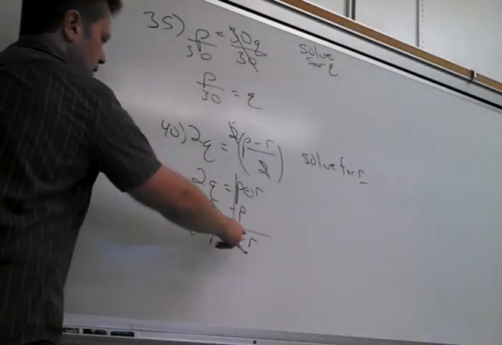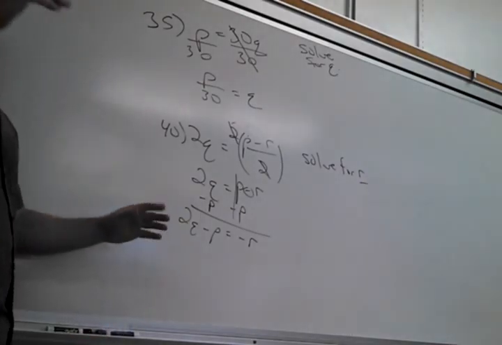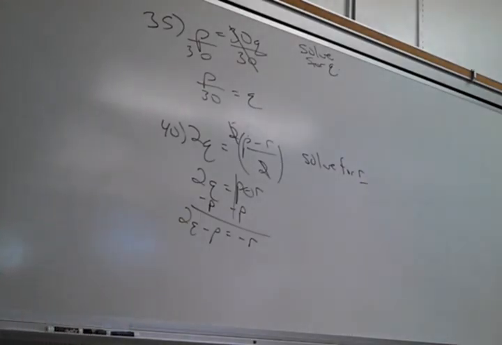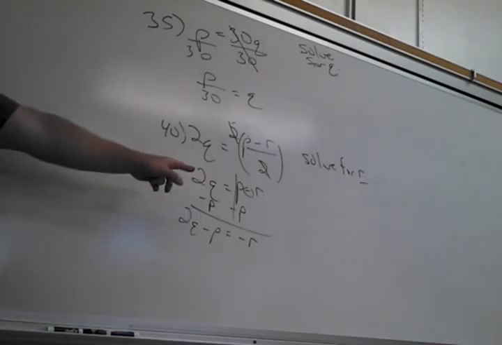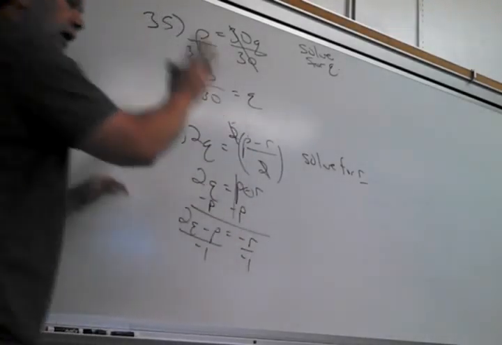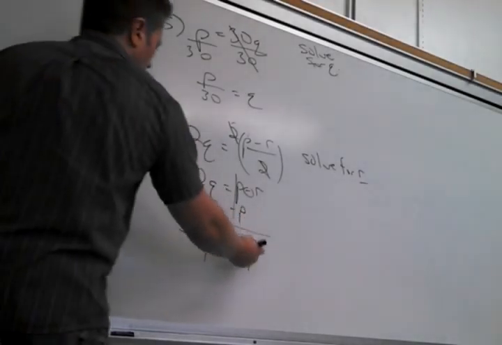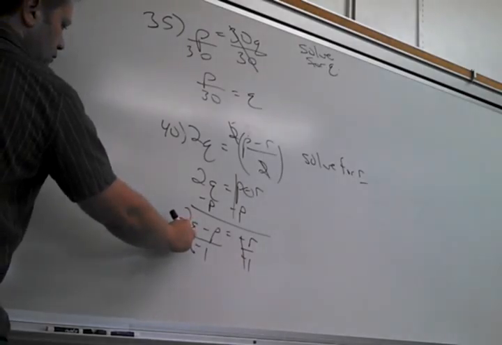So what are you going to do to both sides now? It's not R by itself yet. Divide by negative 1. Either way, I love it. Multiply by negative 1 or divide by negative 1. I don't care. Either way, it's going to kill that negative, right? Normally we see it as division, but whoever said multiply, I like you. You're cool. That would work too.